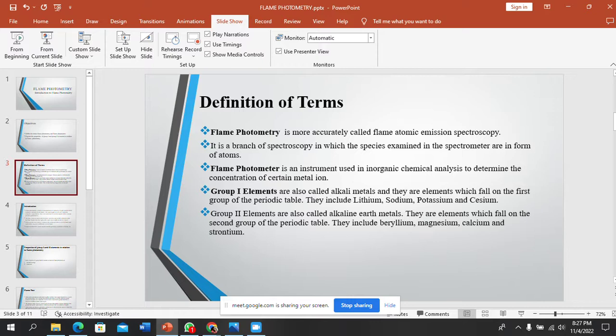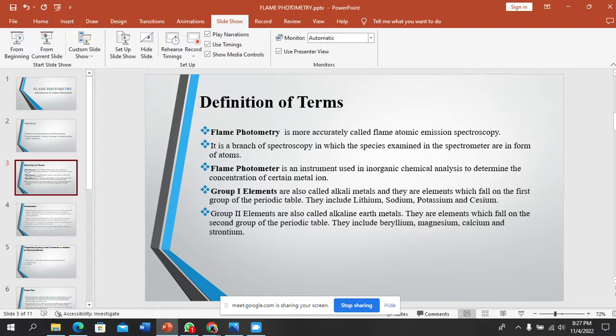And also we have group 2 elements. Who can tell us what are group 2 elements? Naomi? They are also called alkaline earth metals. They are metals which fall into the second group of the periodic table. They include beryllium, magnesium, calcium, and strontium. So that is very correct.